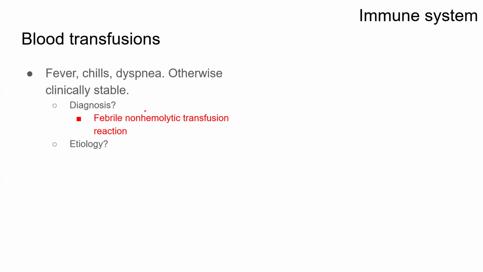So the etiology of this reaction to transfusions is preformed cytokines that accumulate in storage that are just activating the immune system in the recipient. So, you get blood, you store it, and then cytokines are released by the white blood cells. And then once they go into the patient, the cytokines are just floating around there, and then they activate the immune system. You get fever, chills, and dyspnea, but you're stable.